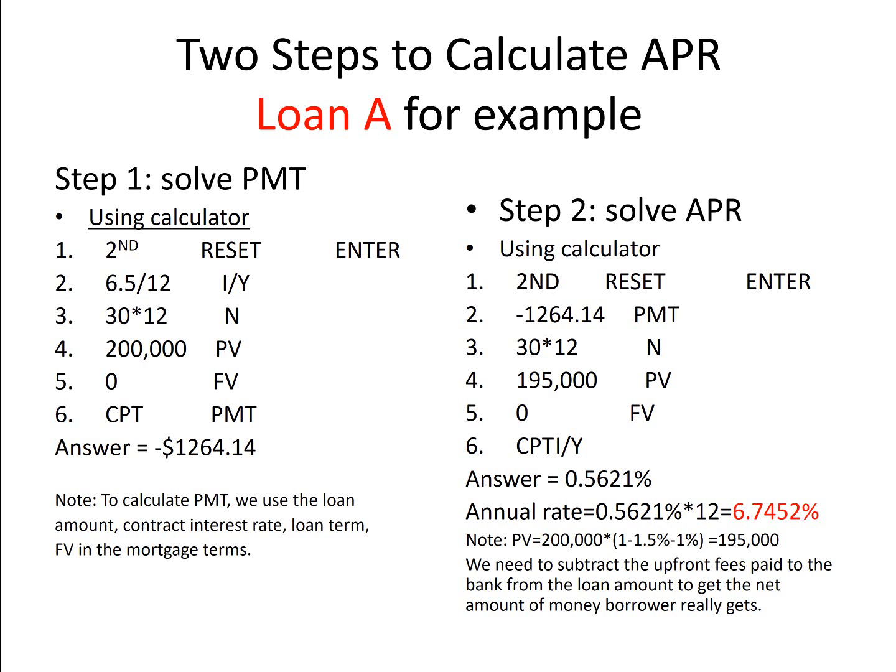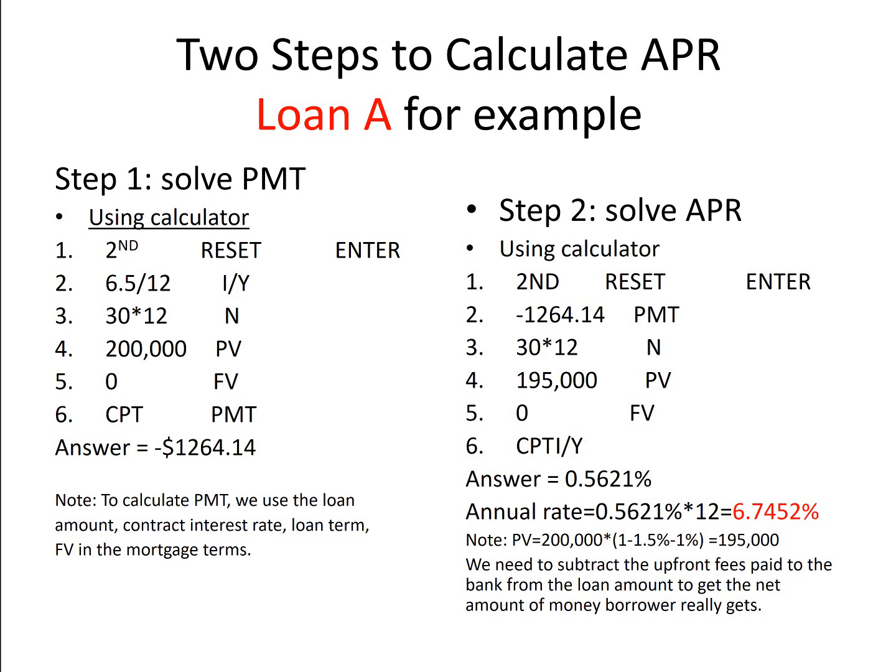The present value is $200,000. Future value is 0 because it's a fully amortized loan. We can compute the monthly payment, which will be $1,264.14. Please note here, to calculate the monthly mortgage payment, we use the loan amount, the contract interest rate, the loan term, and the future value specified in the mortgage contract.